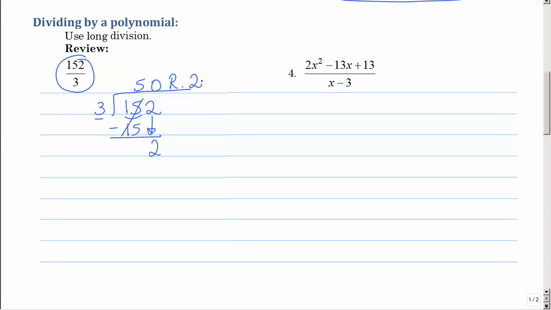That's how we're going to approach long division here. Except usually we're not going to write the remainder with a big R. Later on, you should have learned to write your remainder over your divisor. And that's how we're going to do it. Now, let's look at number 4. We're going to take what we're dividing by. This goes into the numerator.